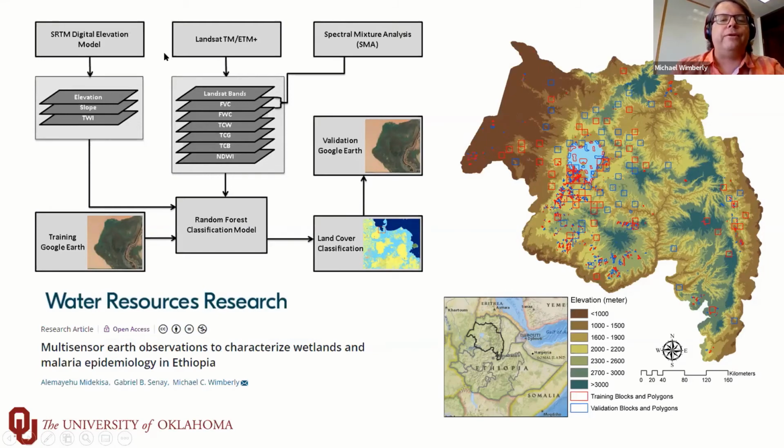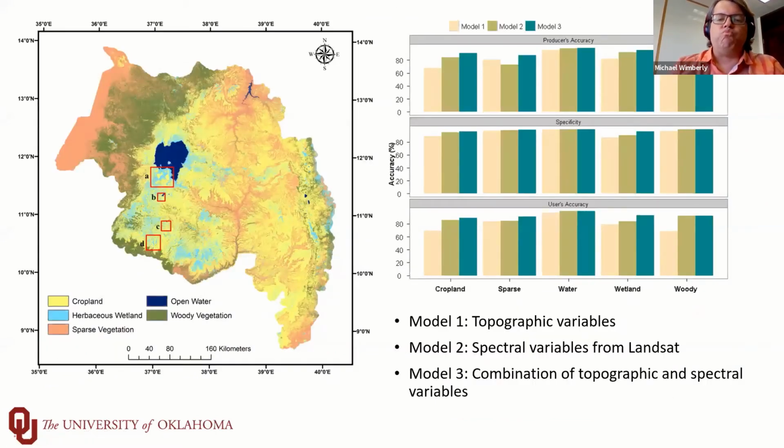Then he brought together both Landsat, so spectral data from Landsat, in addition to some topographic indices from a digital elevation model, put them into a machine learning algorithm, random forest, generated a classification, and then we validated it on some independent data. So a pretty standard approach. The things that I want to point out here are we got pretty high accuracies for the most part, 80 to 90% accuracy for our different land cover classes.